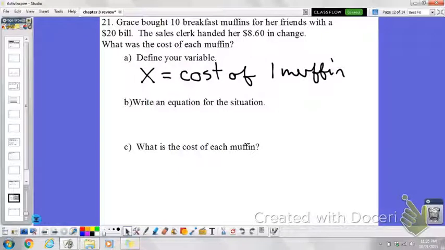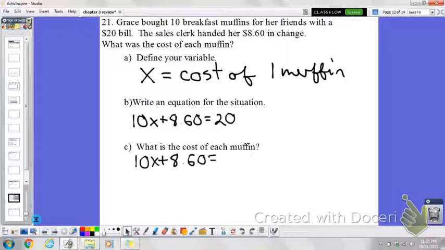Now we need to write an equation for this situation. Well, we know she bought 10 muffins, so that's 10 times the cost of a muffin, which is x. So we have 10x. And if we look at her change, $8.60, knowing that she paid with a $20 bill, if we add 10x, the cost of the muffins, plus her change, $8.60, it'll be equal to $20. So that is our equation. Now we just need to solve this equation. So I take 10x plus 8.60 equal to 20 and solve it.